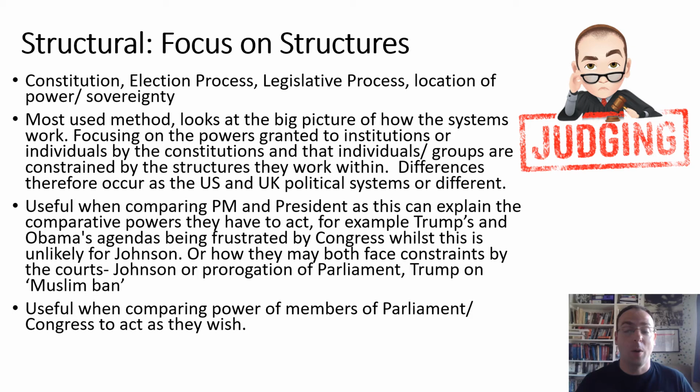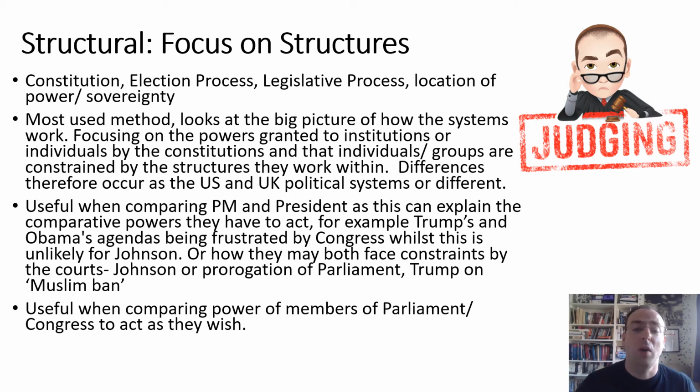It's not how people are voting that is the problem, it's the way that it's calculated. We might well get this when we look at electoral colleges in America, and we look at presidential outcomes in presidential elections. So it focuses on the powers granted to institutions and individuals by the Constitution, and that individuals and groups are constrained by the structures that they work in. Differences therefore occur between the US and UK system, and they turn out to be very different systems because the structures they are based on are very different.